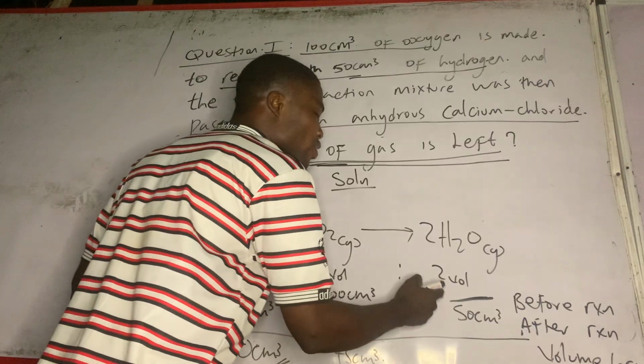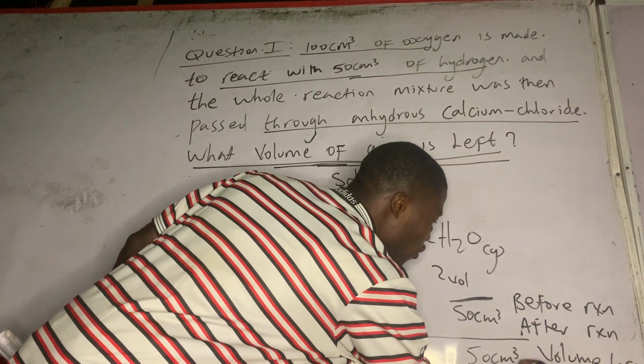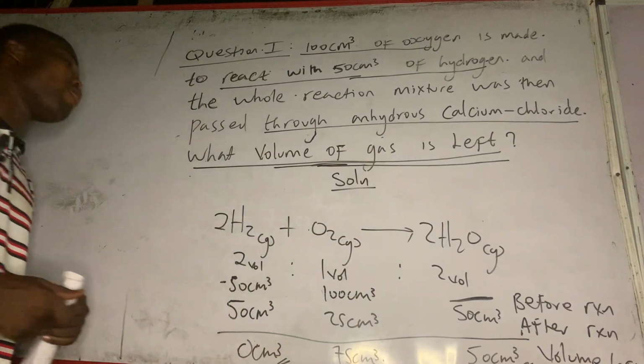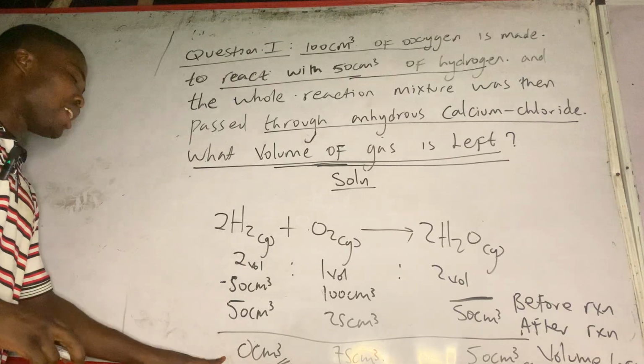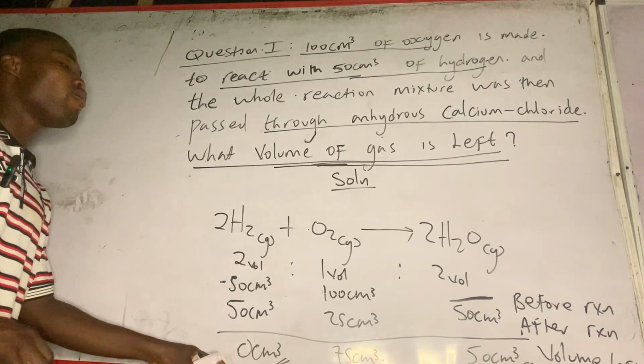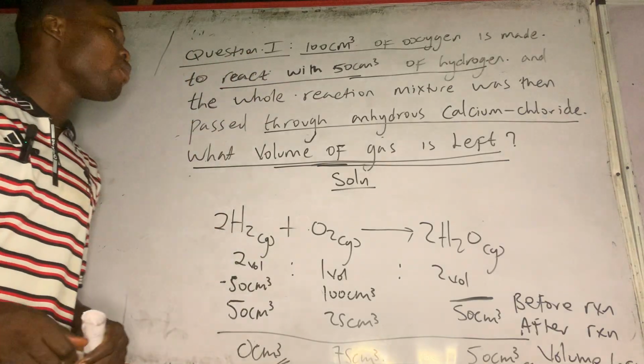Now what is the volume of water formed? 50 minus nothing is going to be 50. So the volume of water vapor is going to be 50, the volume of oxygen left is going to be 75, and the volume of hydrogen is 0. What is the total volume of remaining gas? It is 75 plus 50, which is 125. That's the total volume of the remaining gas.